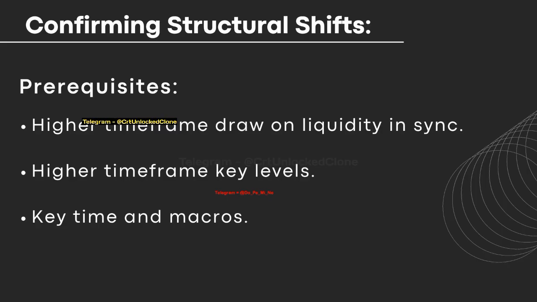Similarly, the most accurate, precise, and significant shifts occur during key times in macro. For example, they occur during important days or during kill zones. So this is also an aspect you could add to your arsenal when looking for shifts: at key times, at higher time frame key levels, and only in the direction of the higher time frame drawn liquidity. These are the prerequisites that must be followed, otherwise you'll be inaccurate and imprecise.